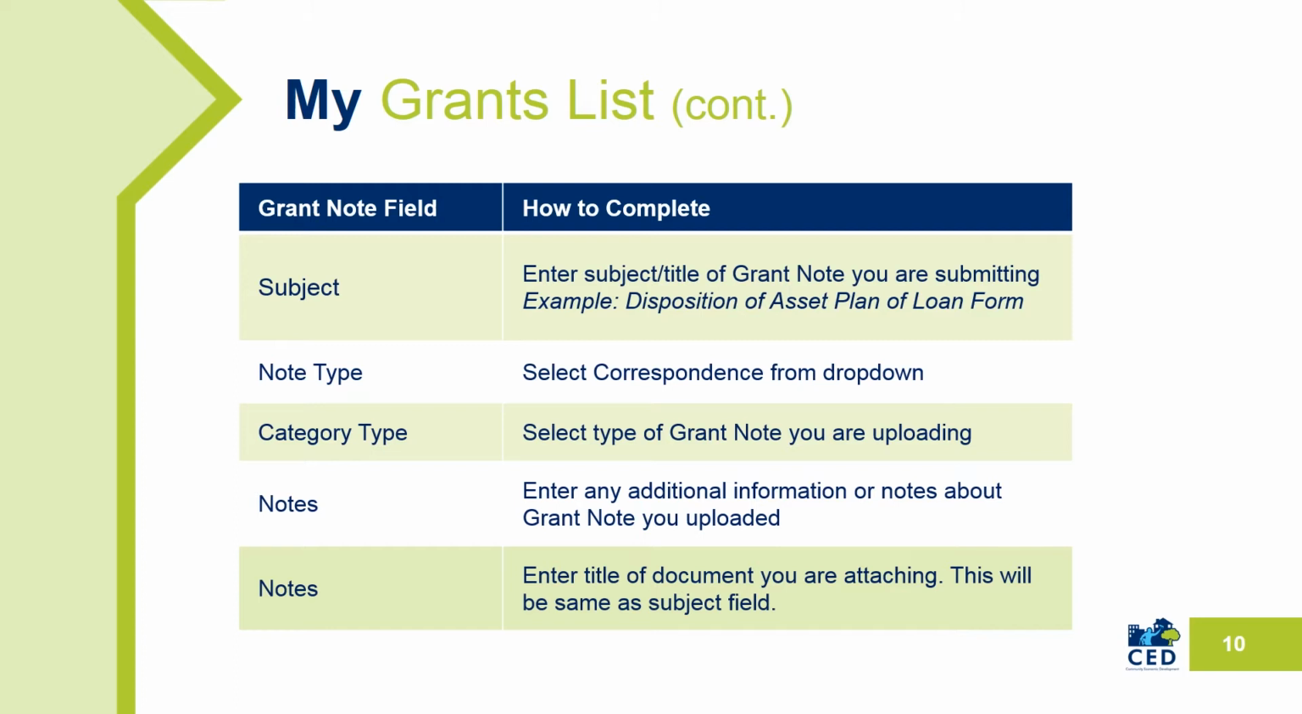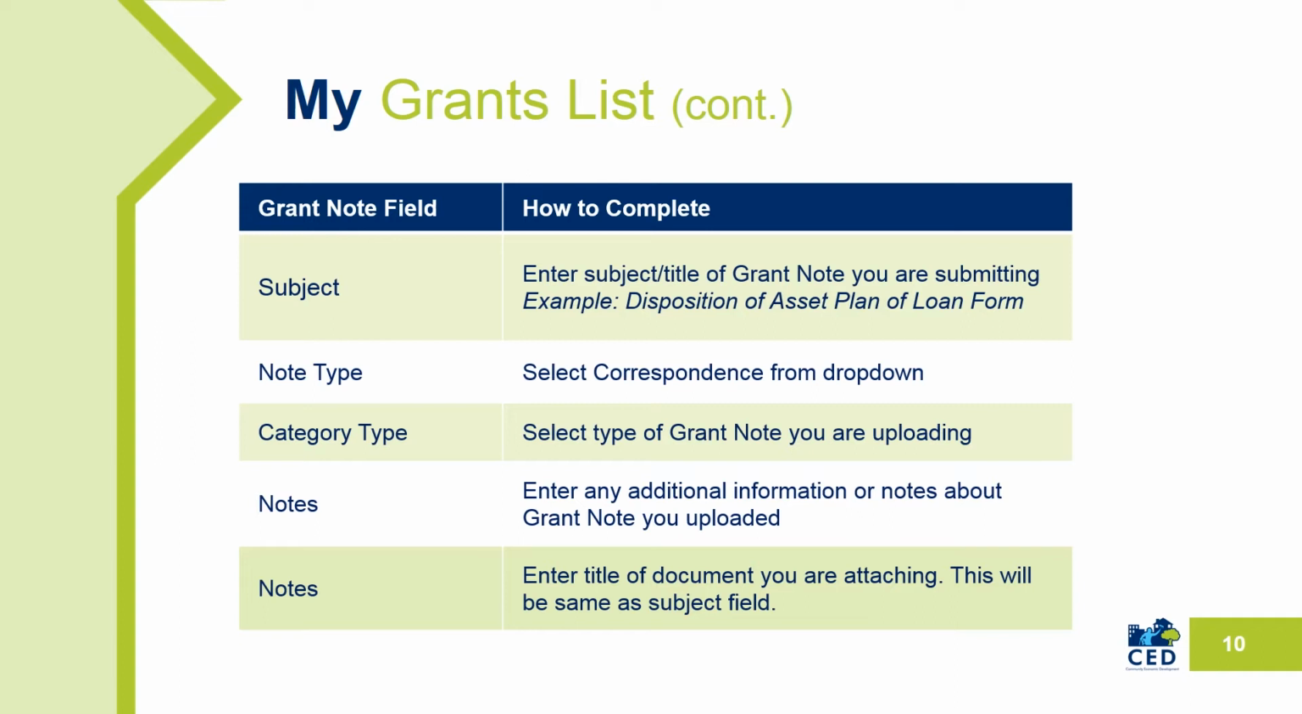To attach a document to the note, click Browse in the Note Attachments section and select the file you would like to add. In the Description field, enter the name of the document you are uploading. The file name should be the same as the subject line. So, to use the previous example, if you are uploading the Disposition of Asset Plan of Loan form, that should be the information you enter in your description field. However, if you are attaching multiple documents, you'll want to describe the items you are attaching as accurately as possible in this field. Then you will click Upload to attach the file in the grant note.